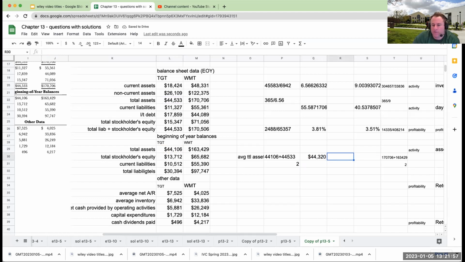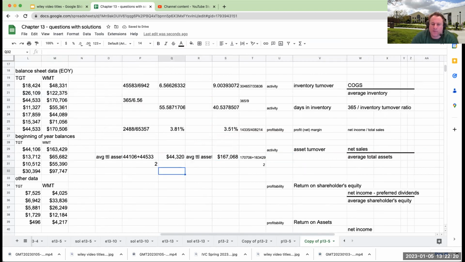Over here, for Walmart, this is going to be 170,706 plus 163,429 divided by 2, or 167,68. Okay, so what I'm now going to go through and do is basically take my net sales, right?